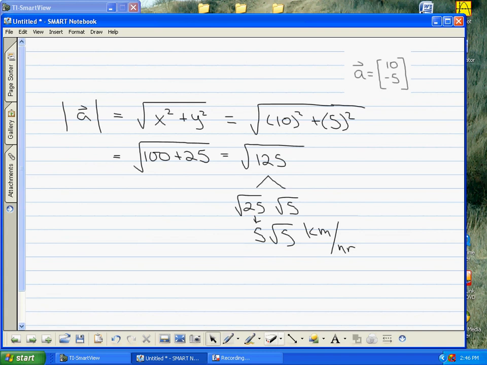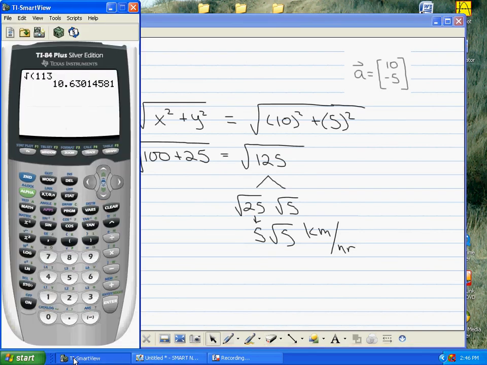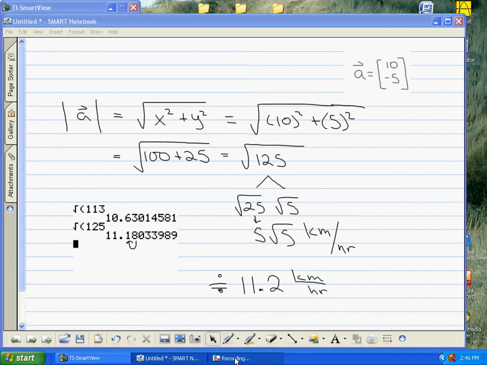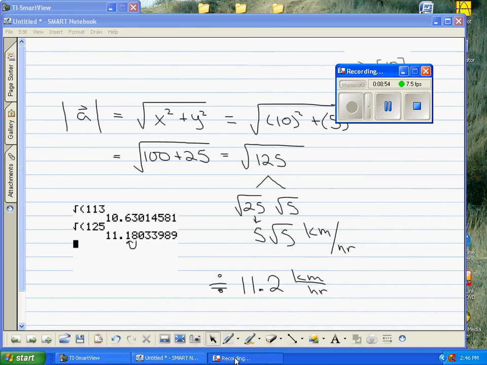Again, I could just take out my calculator and take the square root of 125. And that gives me this solution, to three significant figures, 11.2. Don't forget that 8 tells me to round up, 11.2 kilometers per hour. Let me check my clock really quick. 8 minutes. All right, I'm going to stop here and continue on the next video.